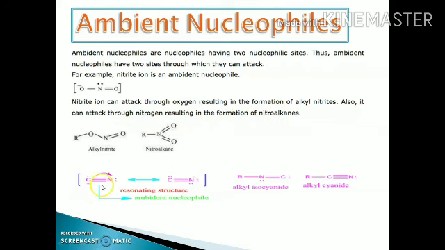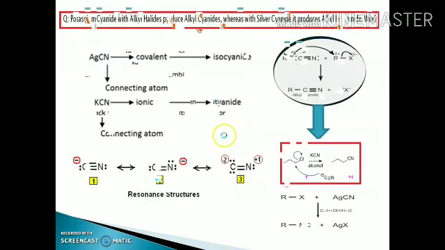Similarly, in case of the cyanide, if the attack is done through the carbon, that is called the nitrile, and if the attack is done by the nitrogen, that is called the isocyanide. Let us discuss this case in detail, and these questions are very important. Potassium cyanide on treatment with alkyl halide produces the alkyl cyanide, whereas silver cyanide produces the alkyl isocyanide. Why? Because in both cases the cyanide group acts as a nucleophile, but due to the difference in the attacking atom, the products are different.